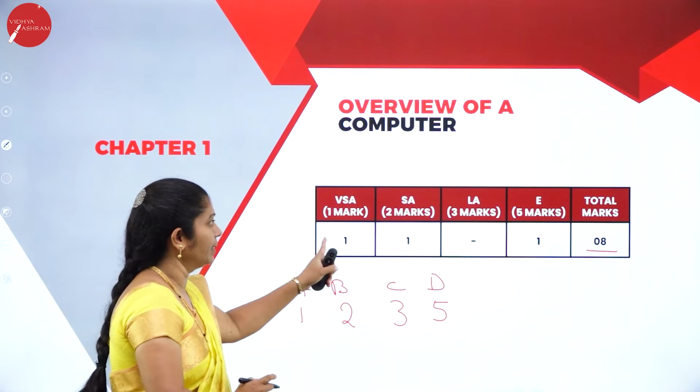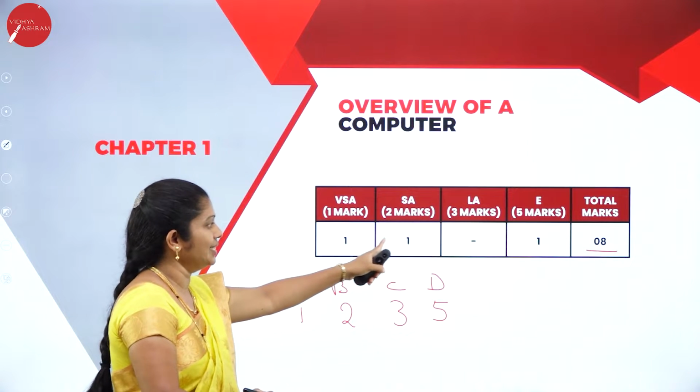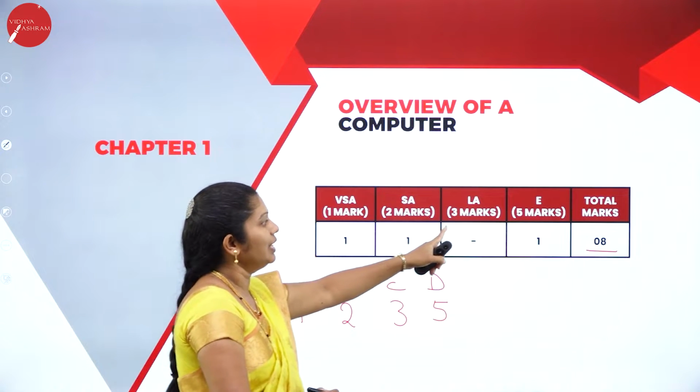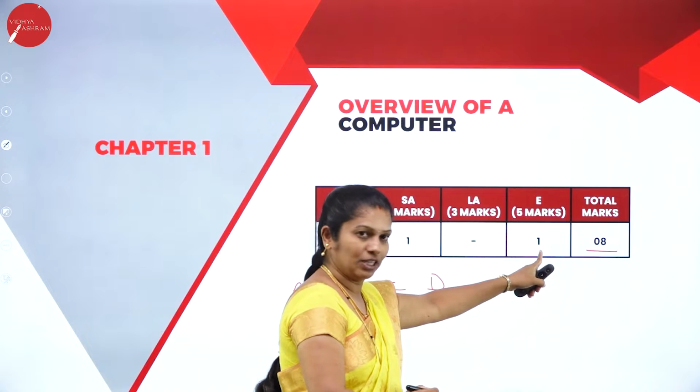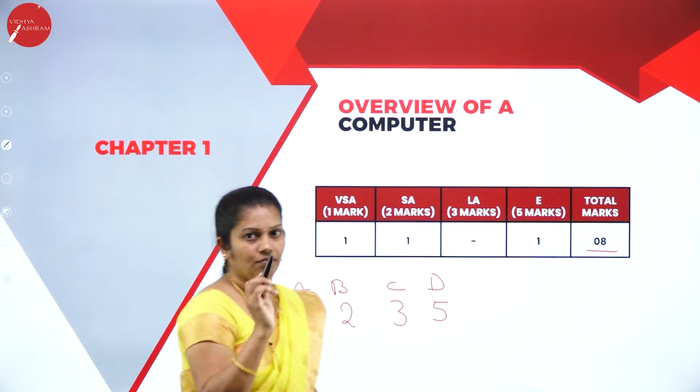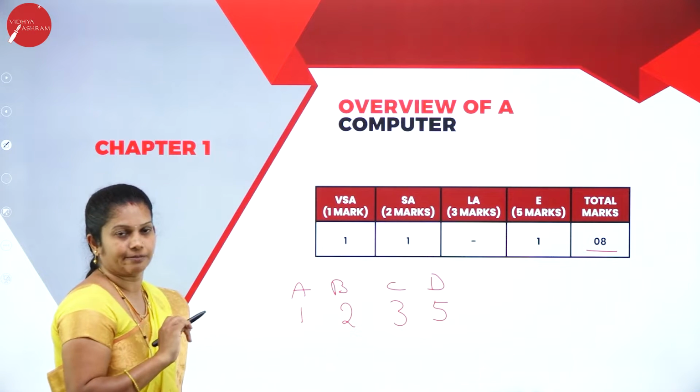Whereas in the first chapter, in part A, you will get 1 question. In part B, also 1 question. As well as in part D, 1 question. Total weightage of the first chapter is 8 marks.